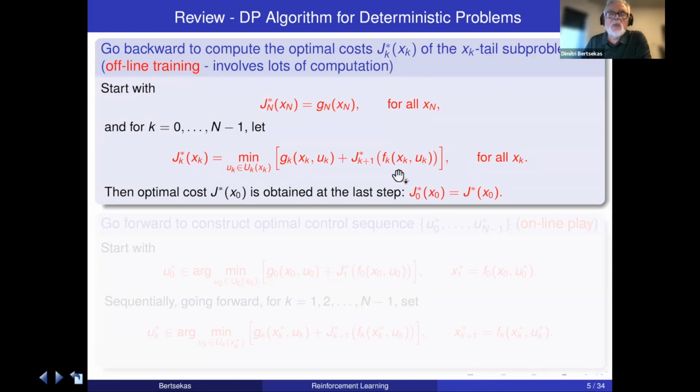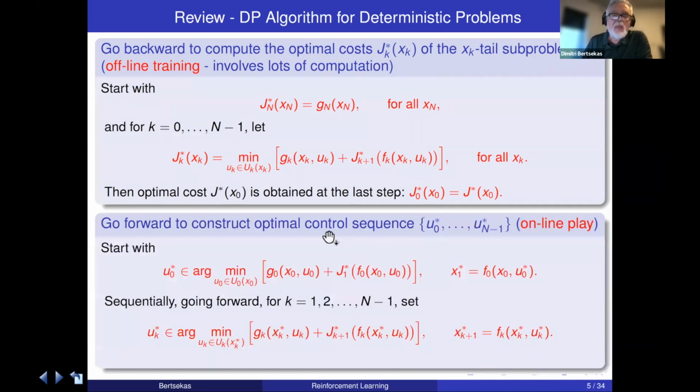Now, this computation is quite substantial. It can be viewed as offline training. When we want to choose controls online, we go forward. And the way we do this is at the initial state, we do this minimization and obtain u0 star, go forward one step, obtain x1 star, and continue this way to obtain all the controls in sequence from u0 star to un minus 1 star. This is what you would apply online to compute the optimal control sequence after you have computed all the J stars.